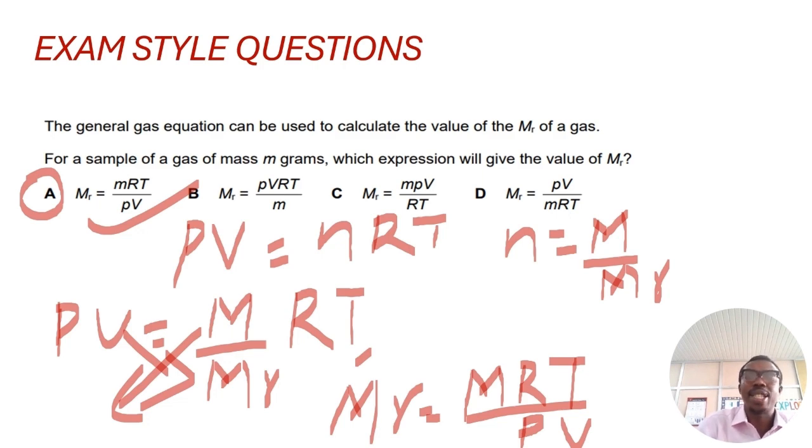So these are typical A-level exam questions on the ideal gas equation. It's as simple as A, B, C.